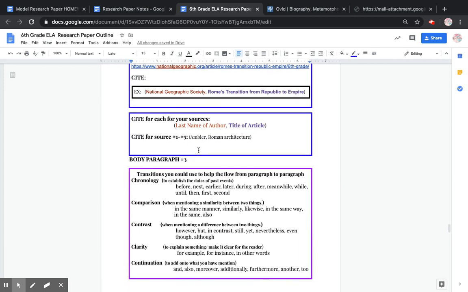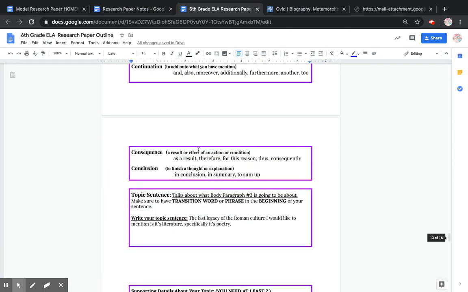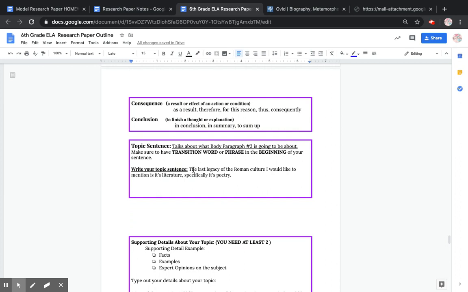So then I have my body paragraph 3, and my topic sentence was about the last thing that I wanted to do. I wrote, "The last legacy of the Roman culture I would like to mention is its literature, specifically its poetry." That way they don't think that I'm talking about satire, dramas, or historical works that they did. I'm specifically focusing in on one example, and that's going to be its poetry.